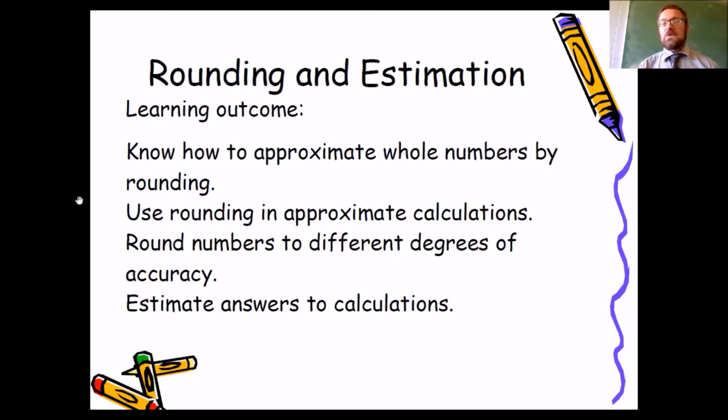Learning outcome. So this is the stuff we're doing to learn estimation. Rounding and estimation are the same thing. Our book only says estimating. We use rounding in approximating calculations to know the approximate value of whole numbers by rounding, round numbers to different degrees of accuracy, and estimate answers to calculations. So this is all about basically having educated guesses by rounding and estimating the answer.